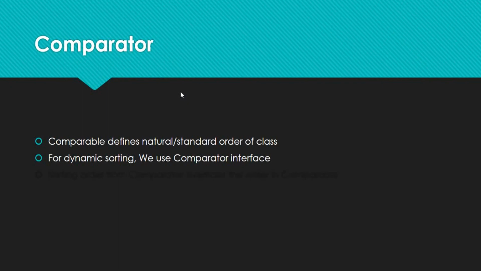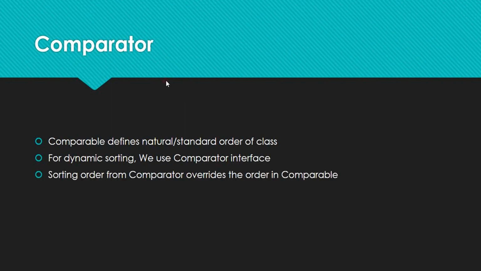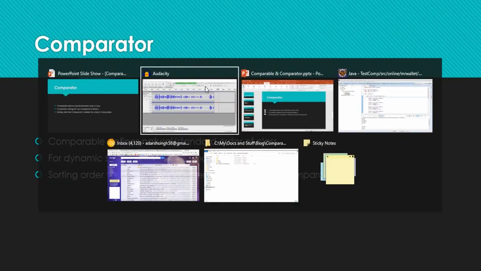This Comparator anonymous class is actually responsible for overriding the sorting order of the data inside the list dynamically, without having to go into the actual class and change the compareTo method. So a sorting order from Comparator actually overrides whatever order was written with the help of the Comparable interface in the compareTo method. So let's take a look at the code to see how it works.